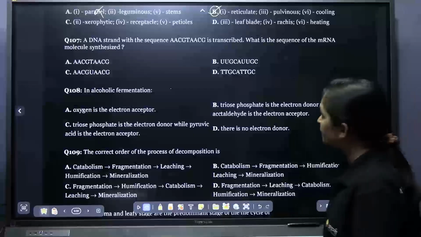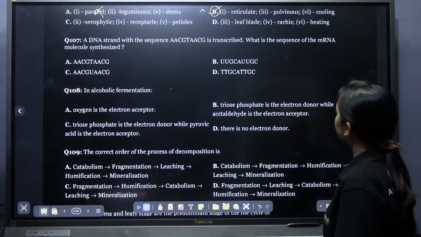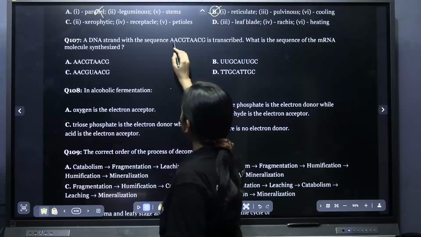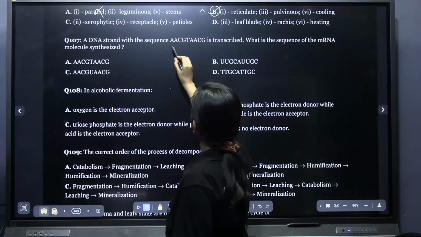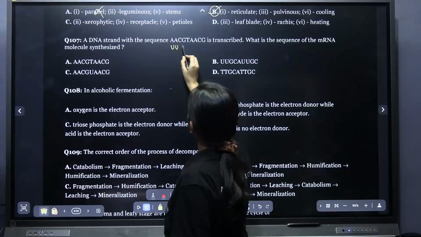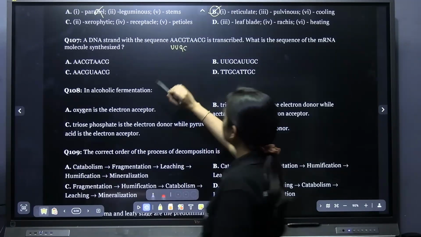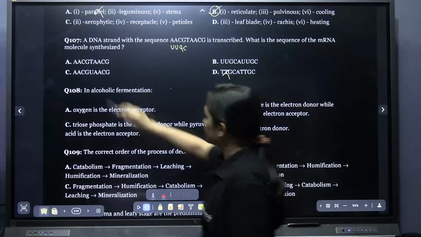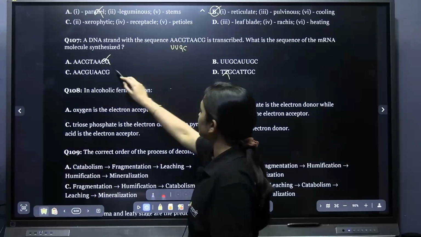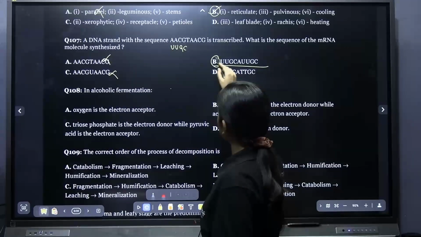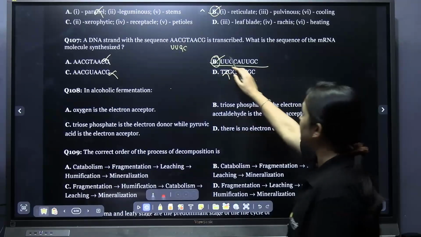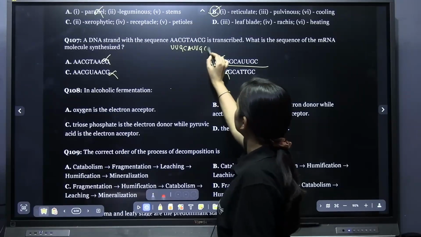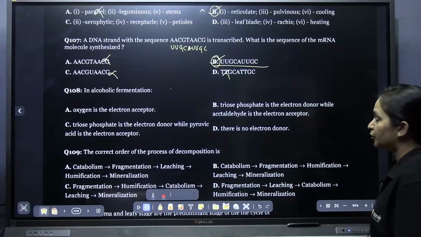107. A DNA strand with a sequence AAG is transcribed. What is the sequence of mRNA here? UUGC. Okay, T doesn't come in mRNA. Here also T is there, doesn't come. A does. The only one possible is B, that is UUGC. Yes, B for Bombay is the right answer.